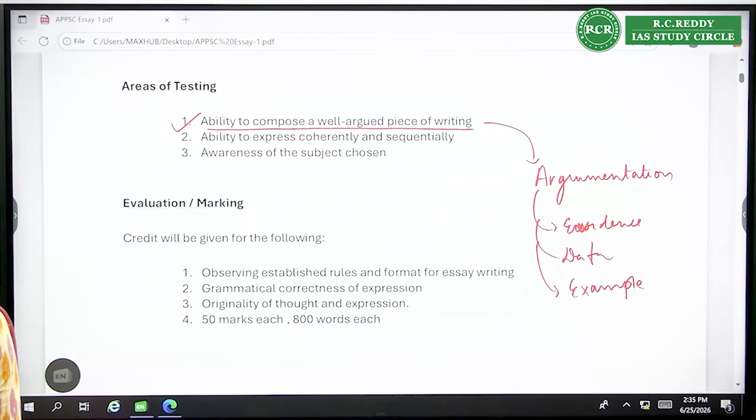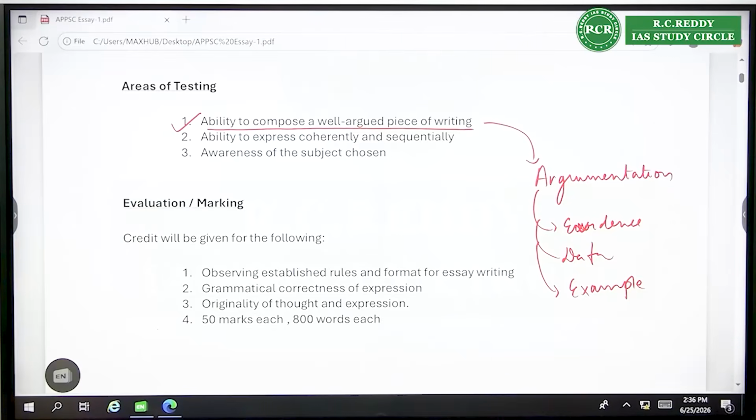Your essay should not merely describe things, but it should present an argument with reasons, evidence, examples, and logic. Reasons, evidence, examples, and logic.